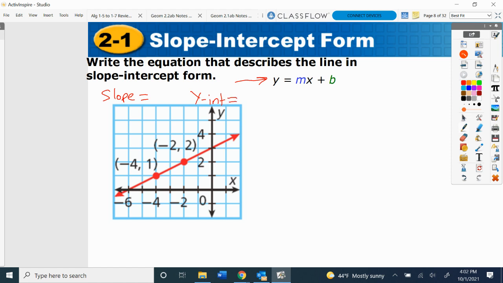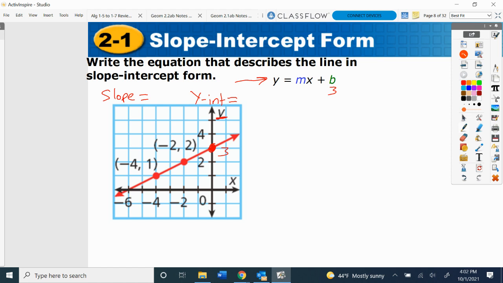The y-intercept is the easier one. So take a look. Here's your y-axis. The spot where you are crossing the y-axis is right there at +3. So that's where your line crosses the y-axis. There's your y-intercept. So I'm just going to put a 3 right there, so I can get ready to build my equation.